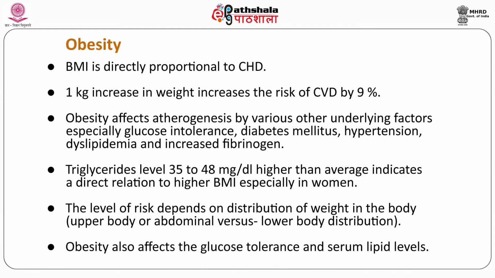The next risk factor is obesity. The BMI of an individual is directly proportional to coronary heart disease. As BMI goes up, it increases the risk of cardiovascular disease. A 1 kg increase in weight increases the risk of diabetes by 9%. Obesity affects atherogenesis by various other underlying factors, especially glucose intolerance, diabetes mellitus, hypertension, dyslipidemia and increased fibrinogen.